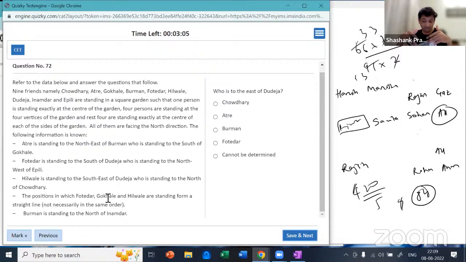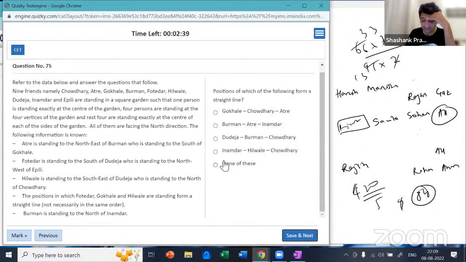Atre is to the northeast of Burman, who is standing to the south of Gokle. Northeast of Burman, south of Gokle. Burman, Gokle done. So I think the one that is left, either Atre or Chaudhary. Where is Atre? I don't know. Mark Atre. Doesn't matter. South of Ipili. I don't know. Now I'll mark random ones. So this one is completely random. All 4s. And why 4s? I don't know.